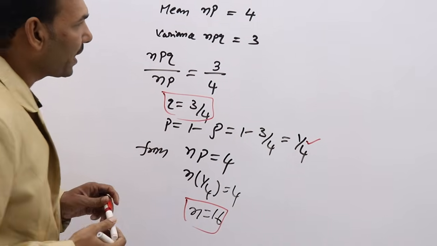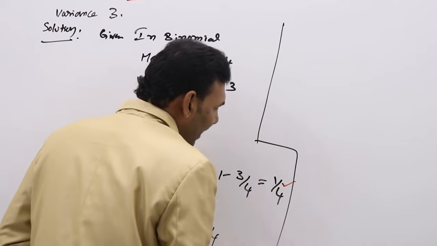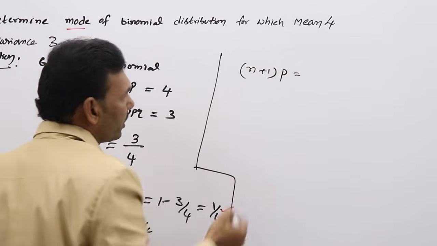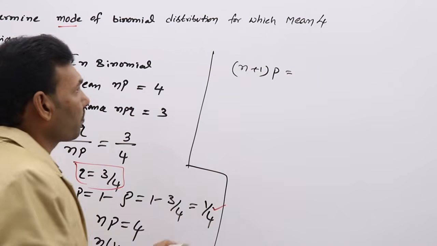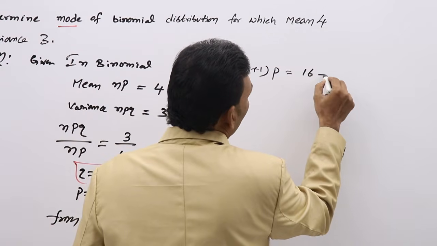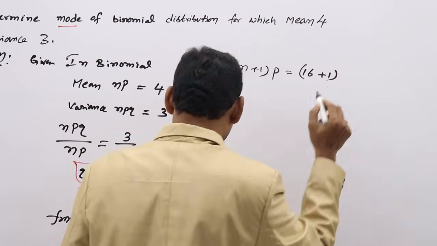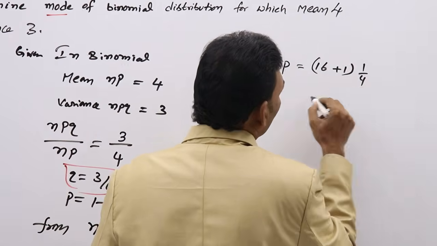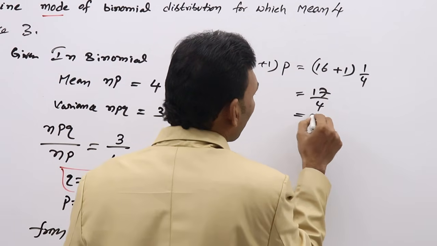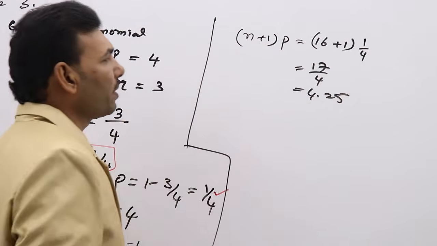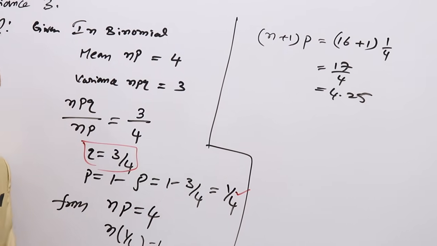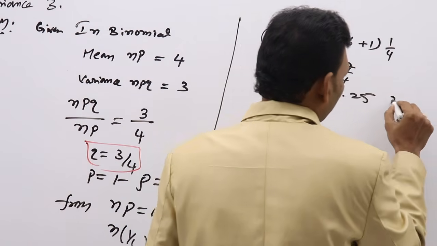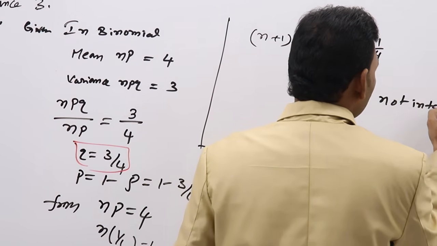Now we have N, P, Q. So after evaluating NPQ, calculate N plus 1 into P value. Why, I will tell you. What is N? 16 plus 1 into P. P is 1 by 4. So 17 by 4, which you will get approximately 4 point something. 4 4s are 16, right? So 4.25, which is not an integer.